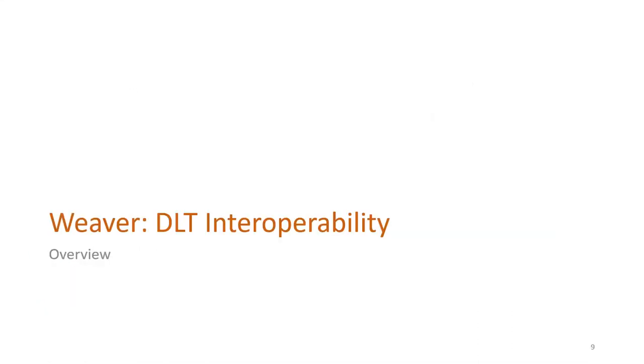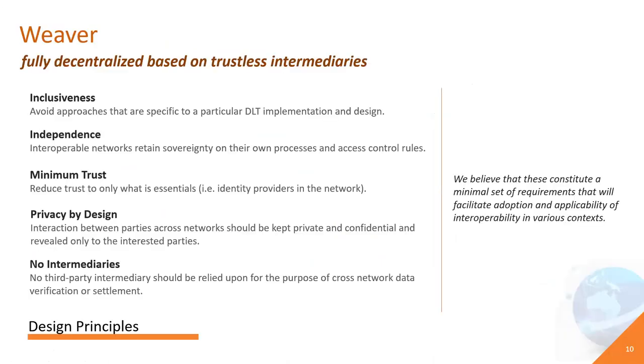So I'll just give a brief overview of Weaver. I know I have probably 5 minutes more, so I'll try to keep it short. We have a bunch of design principles that we built the solution on. One, just to run through this quickly, we don't want to tie mechanisms to a particular DLT. We want to make sure that different networks that are interoperating retain their sovereignty, maintain control over their governance, and keep the trust footprint to the minimum, not increasing any trust footprint that a DLT network already possesses. We want to make sure that any communication between networks is kept private and confidential as much as possible. And most important, we do not want to have any intermediaries.